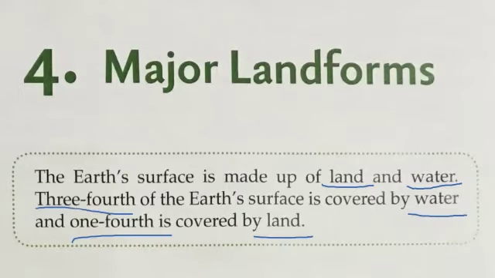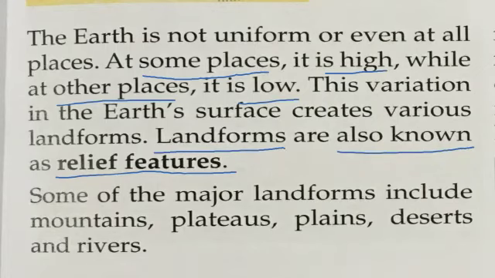The earth's surface is made up of land and water. Three-fourths of the earth's surface is covered by water and one-fourth is covered by land. The earth is not uniform or even at all places. Uniform means everywhere we don't have the same kinds of things. At some places it is high, while at other places it is low.